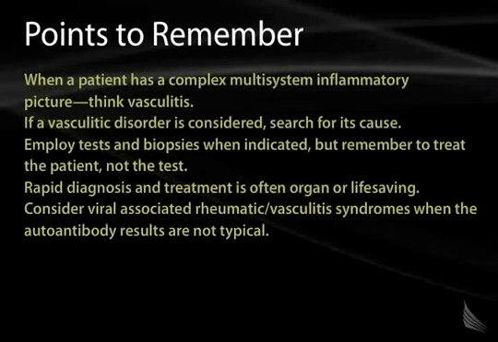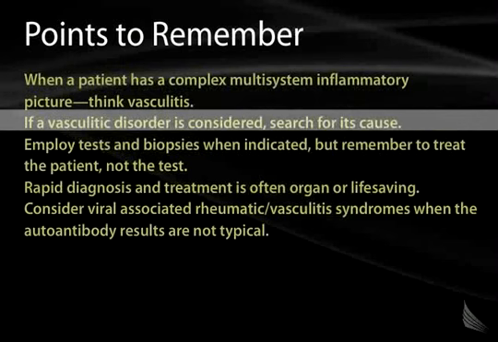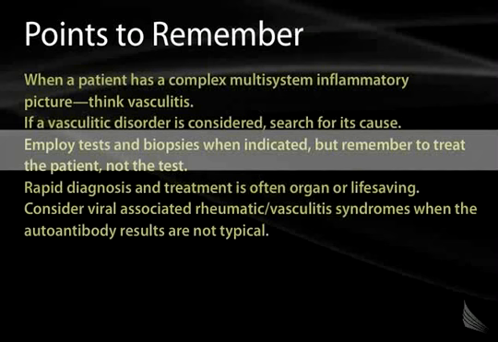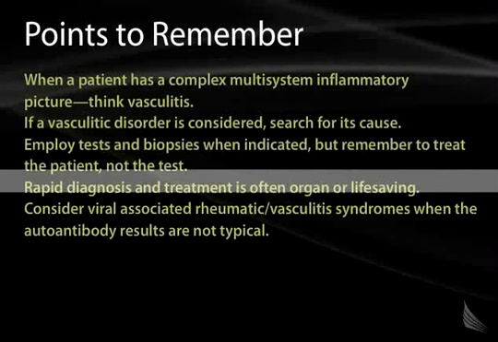So points to remember for your Step 1 exam. If you have a patient with a complex multi-system disorder, you need to think about vasculitis or a systemic inflammatory process. If a vasculitic disorder is considered, search for its cause and search for the vasculitis mimics as well. Employ tests and biopsies when indicated, but remember to treat the patient and not the test because sometimes the tests can be falsely negative. Rapid diagnosis and treatment in patients with multi-system vasculitic disease is often life-saving.